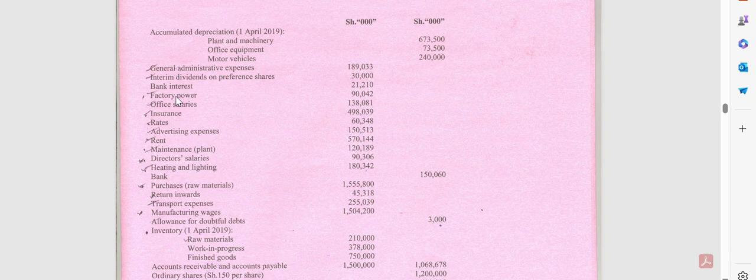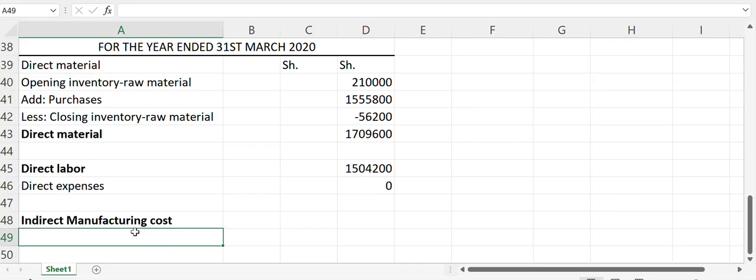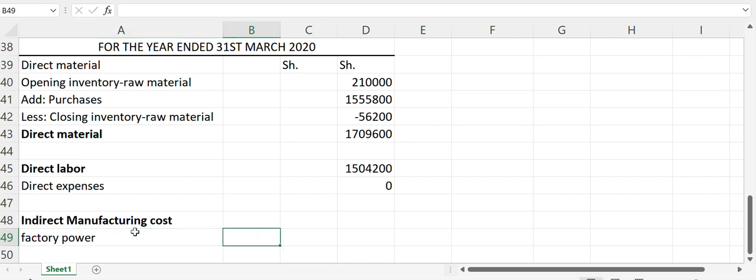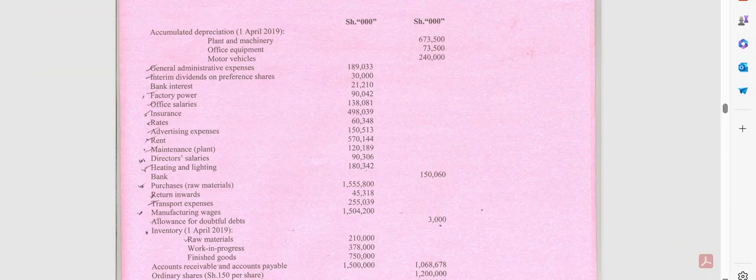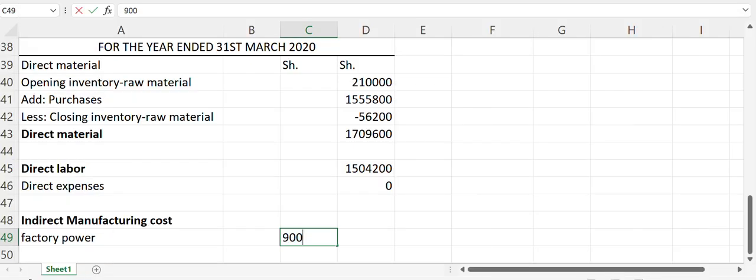So let us start with factory power. Factory power is supposed to be here. The figure is, you need to have a ruler, it is 90,042.